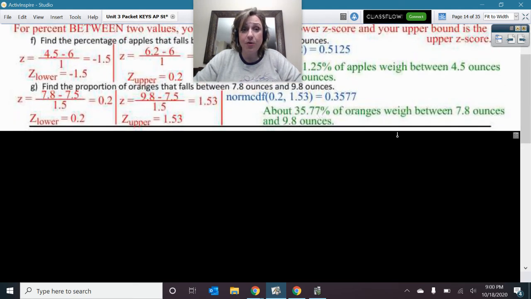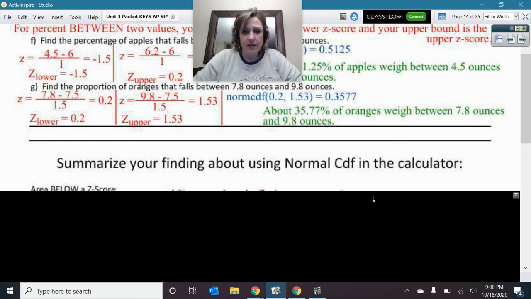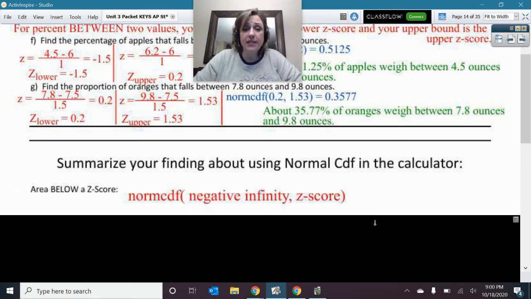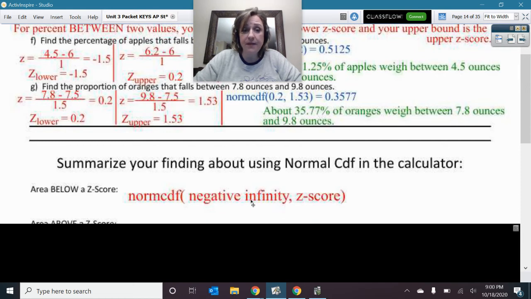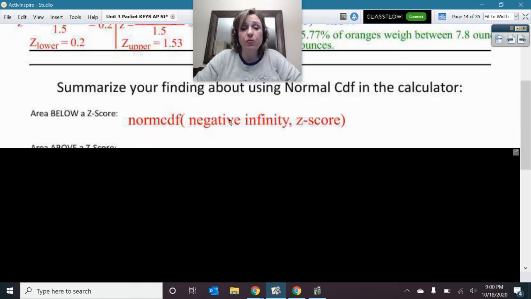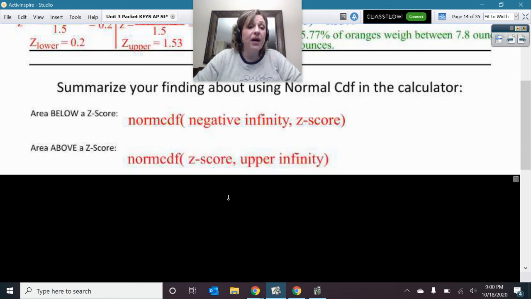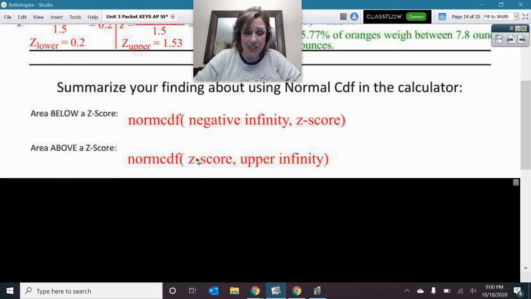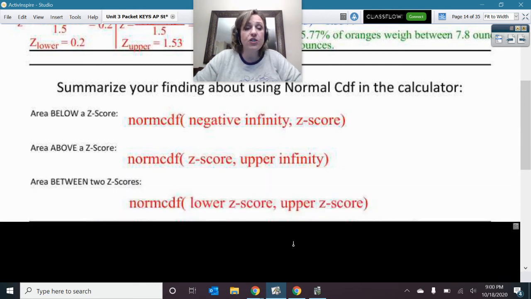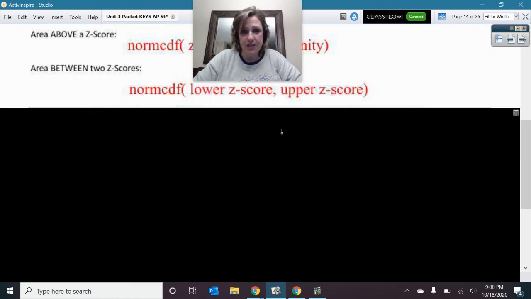All right, so let's summarize this. In summary, we've got area below a z-score. You're going to go from negative infinity, which we're going to represent with negative 99, up to the z-score that you calculated. So below goes from negative infinity up to your z-score. Above goes from your data value at that z-score to positive 99, to positive infinity. Between two z-scores, you use the norm CDF, the cumulative area between the lower z-score and the upper z-score.